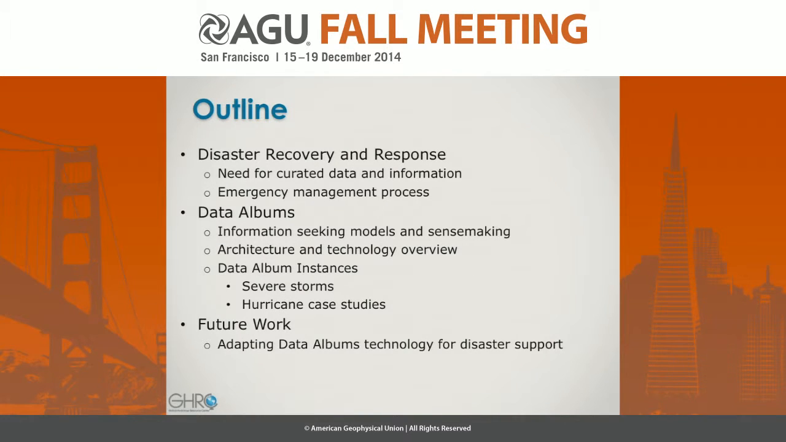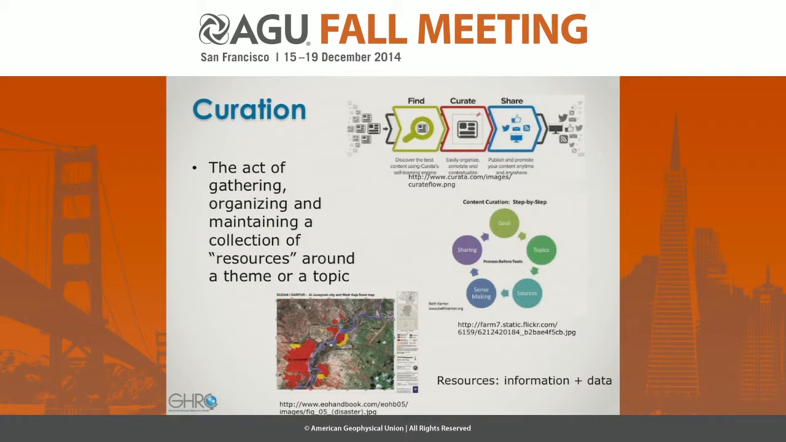So here's the outline. I want to talk a little bit about disaster recovery response, the need for curated data and information within this, talk about the emergency management process. This is all from a systems perspective and not from a products perspective. And then I'll talk a little bit about the data albums, the design principles that we used in building this technology, this notion of information-seeking models, the notion of sense-making, maybe gloss over the architecture, and then show a couple of instances of data album technology, and then obviously the future work where we can actually adopt this or adapt it for disasters.